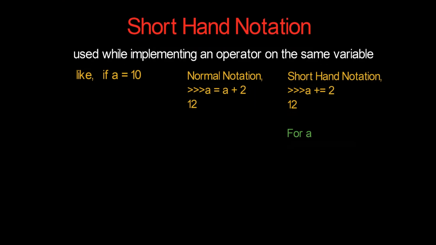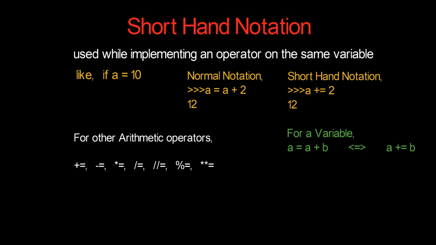Also, we can use a variable as well, as in a equals a plus b can be represented as a plus equal to b. This will perform the same operation, and all the other arithmetic operators can be represented in this way.